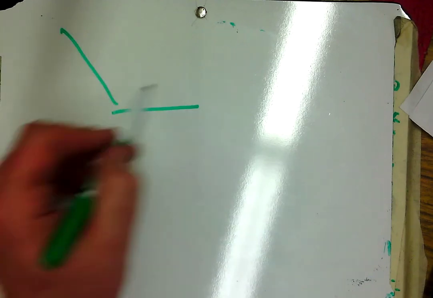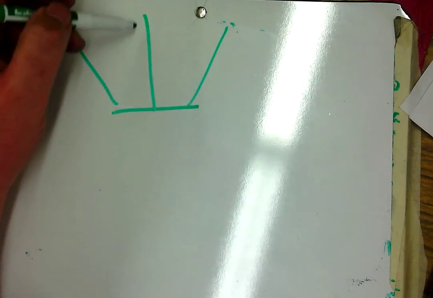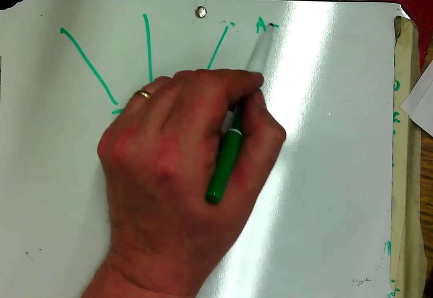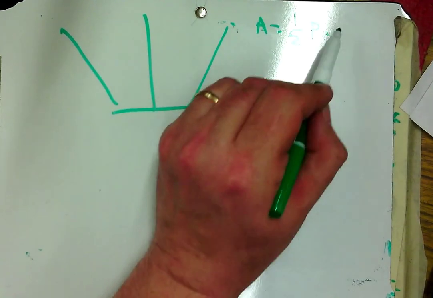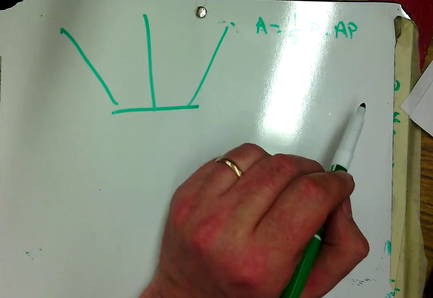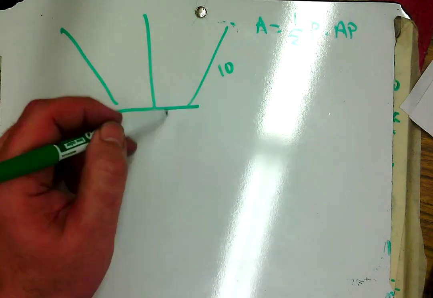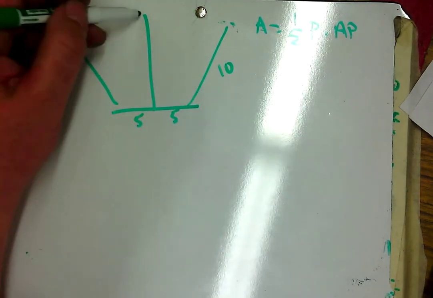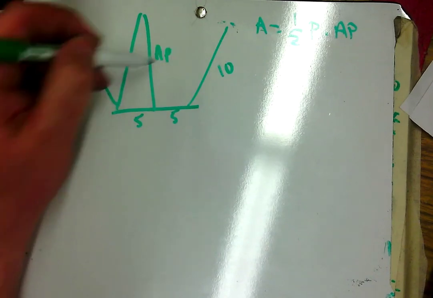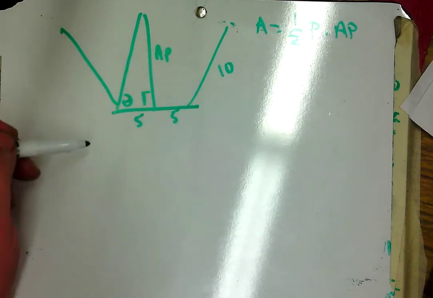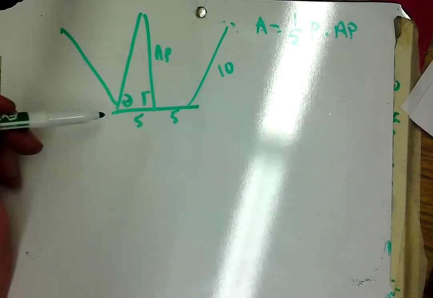Okay. Oh, I love station 15. So, the area of a regular octagon with side length of 10. So remember, we need area equals 1/2 perimeter times apothem here. And side length is 10, which means this is 5 and this is 5. Here's our apothem. Don't forget we need to find theta in order to find that apothem.